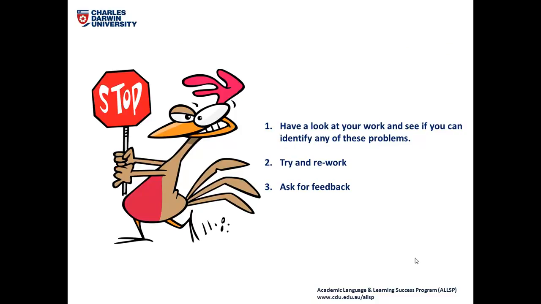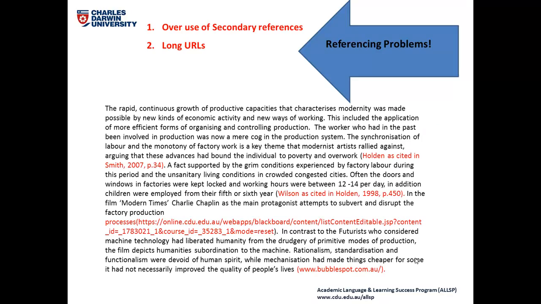This is a good chance to reflect, to come back to this video and go over this again to make sure you can try and avoid this in your own work. Finally, these are referencing problems that are often common in your assignments, okay? Lots of secondary references. Now, in my first workshop, I discussed what secondary references were, and here you've got a visual of them. Holden as cited in Smith, Wilson as cited in Holden, okay?